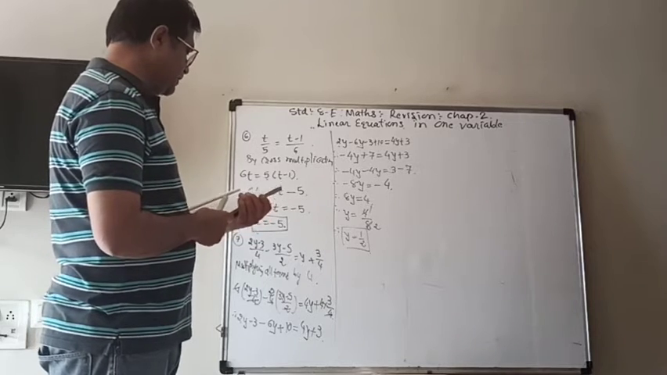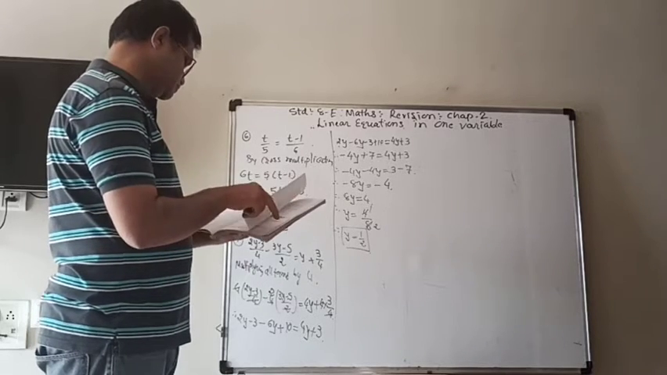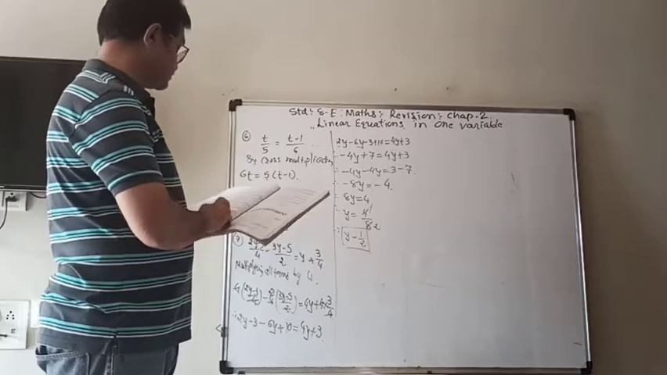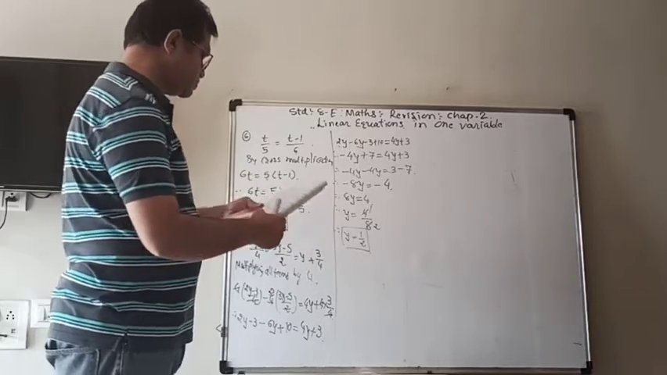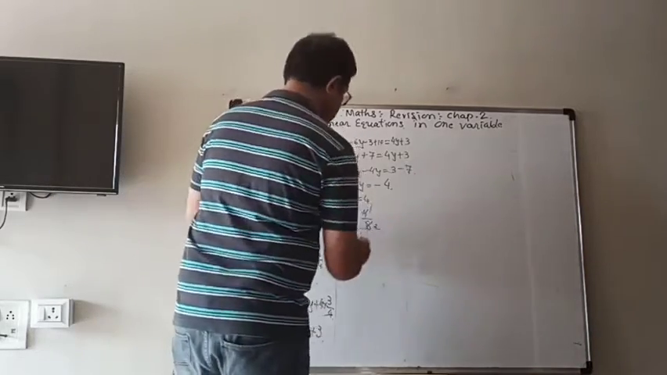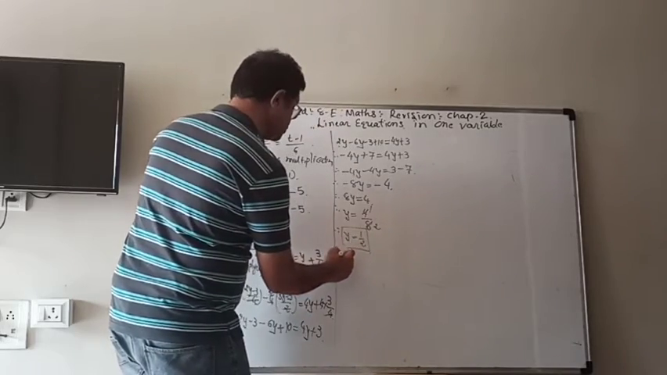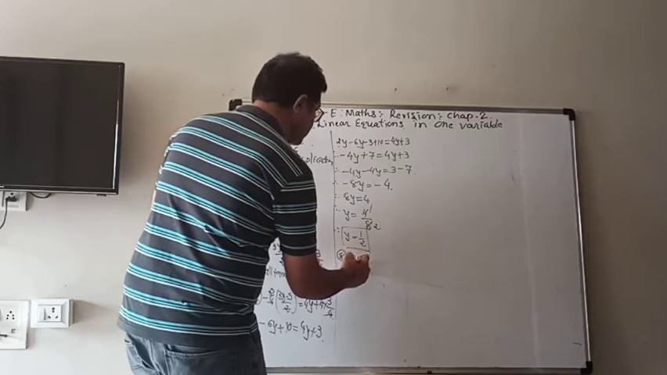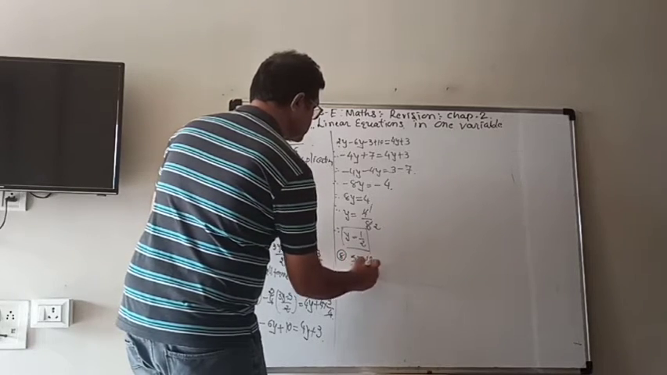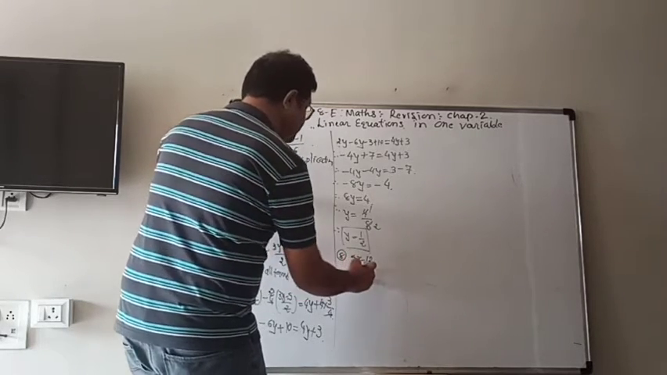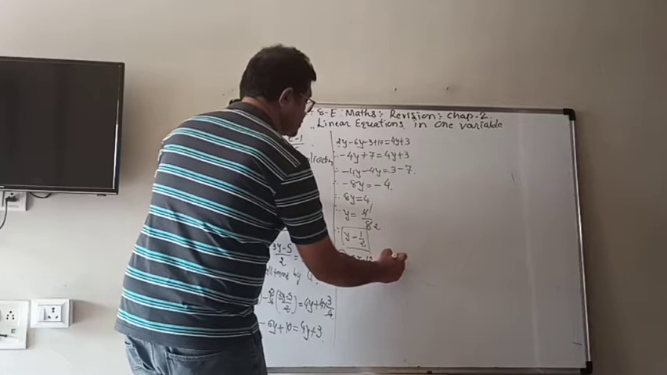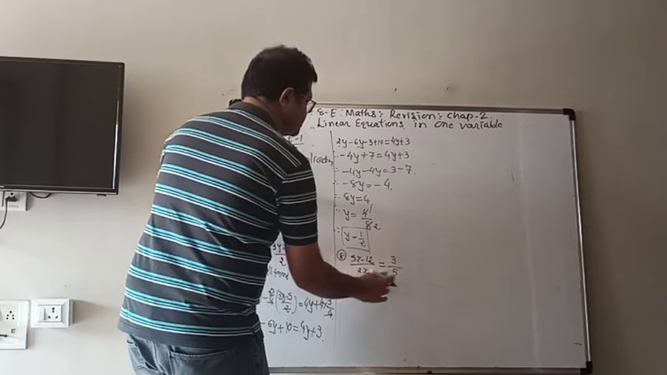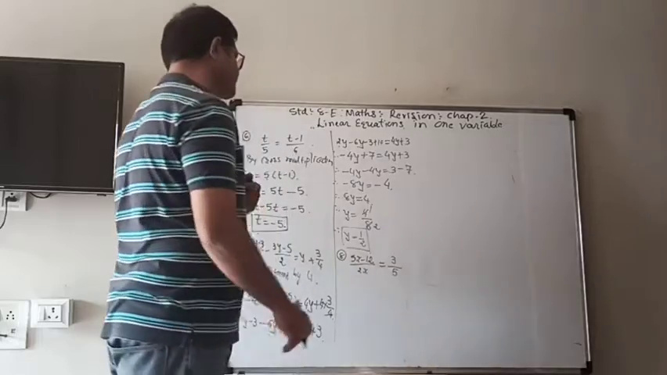Let's take another example. Eighth one: (5x minus 12)/2x is equal to 3/5.